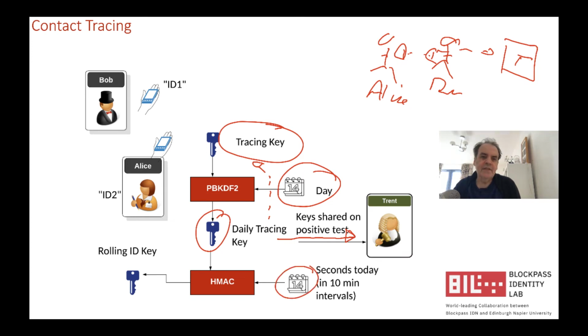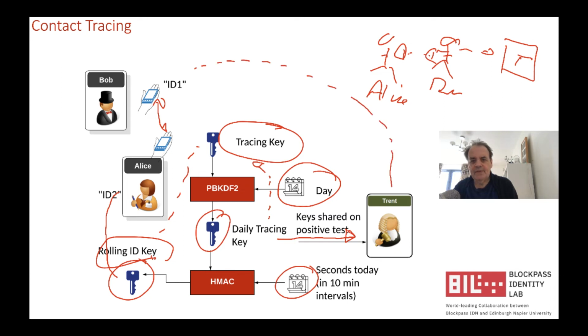Then every 10 minutes, Alice will create a rolling ID based on this key that she's created. After each 10-minute interval, this creates a rolling ID. It's not possible to trace back the rolling ID key to the tracking key. So when Bob and Alice come in contact, a Bluetooth advertisement is sent from Alice's phone to Bob's phone, and that will contain the rolling ID key.